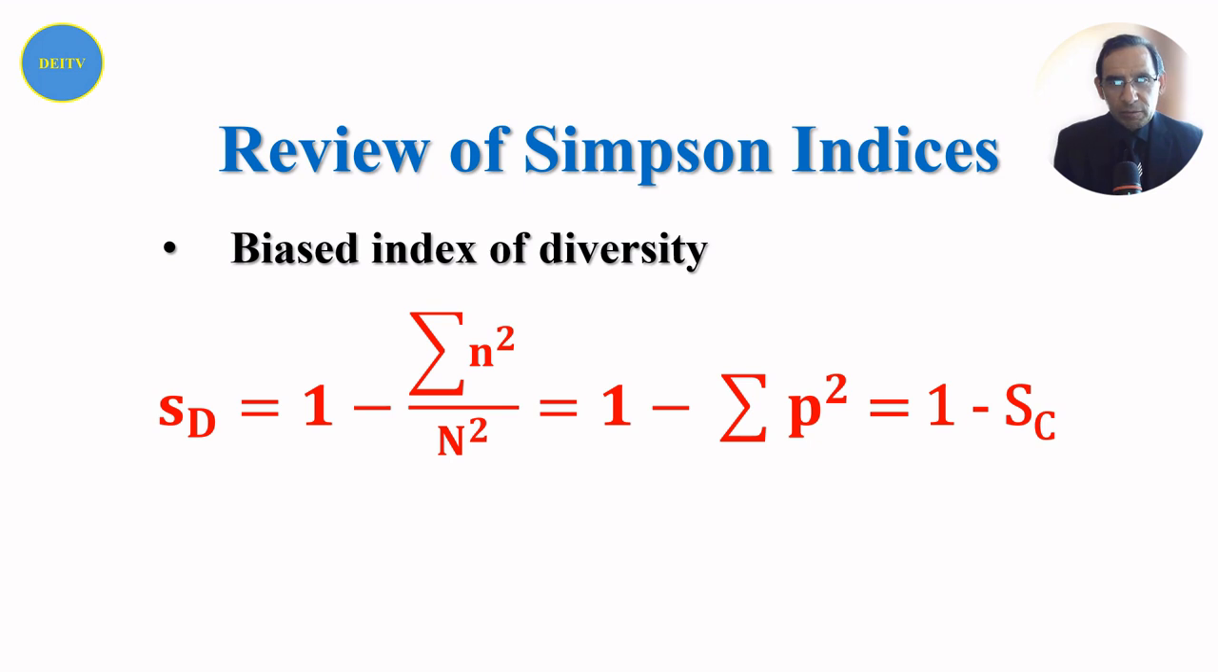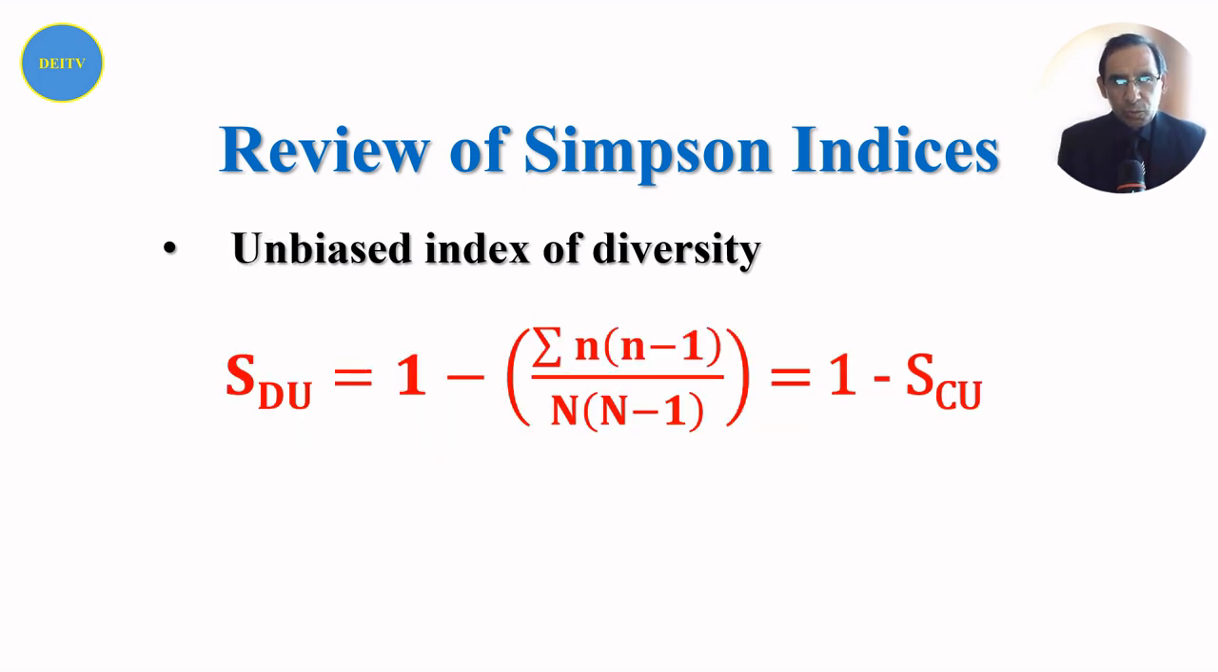Another way of writing the formula is the sum of the proportions of all the individuals in each category squared. So that's the sum of p squared. Again, that's also the Simpson concentration index or similarity index. So you subtract that from 1, that gives you the diversity index. That can also be written very simply as 1 minus the Simpson concentration or similarity index.